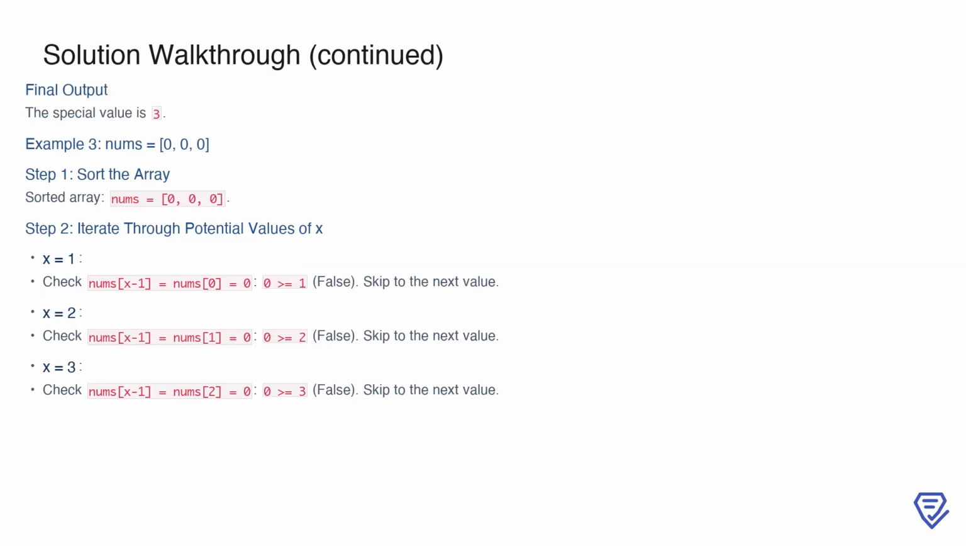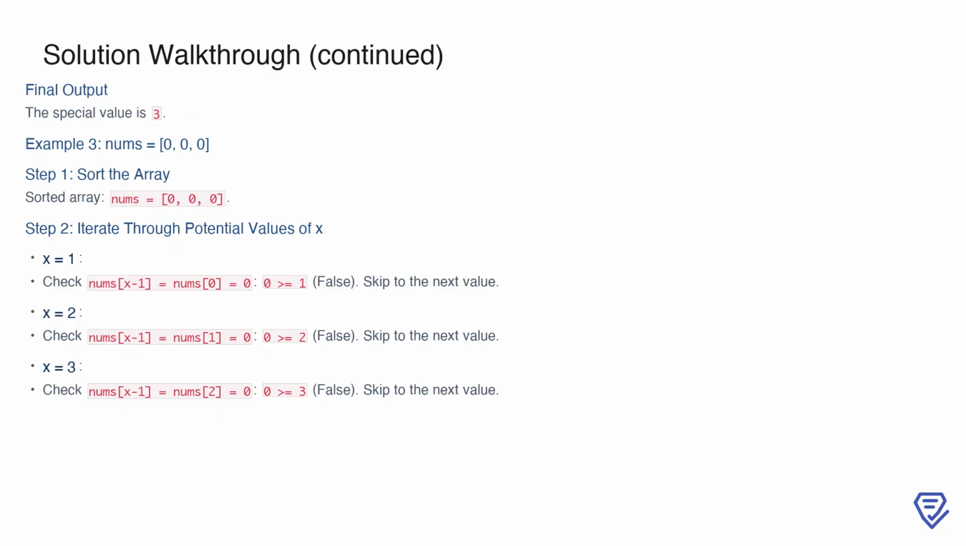Now, let's examine another case with the array nums equals [0, 0, 0]. First, we sort the array, which results in nums equals [0, 0, 0]. Next, we iterate through potential values of x, starting with x equals 1. For this value, we check whether the first element, nums[0] = 0, is greater than or equal to x. This condition fails because 0 < 1.